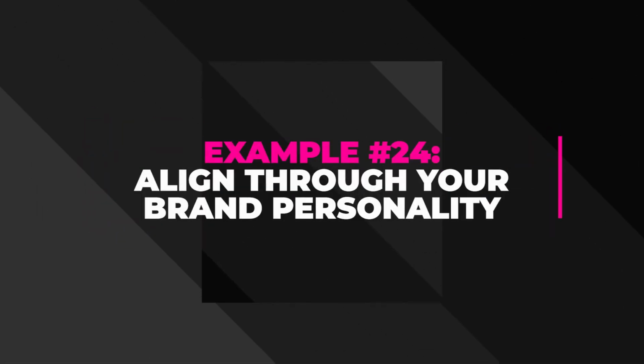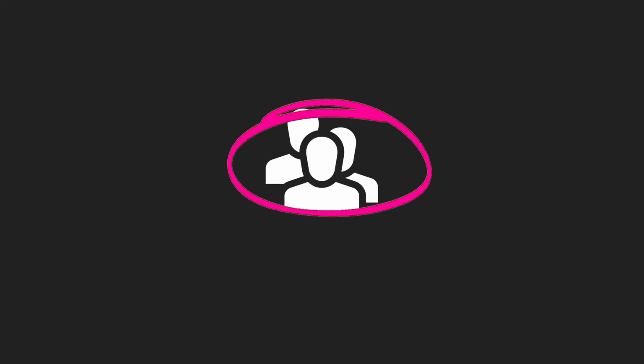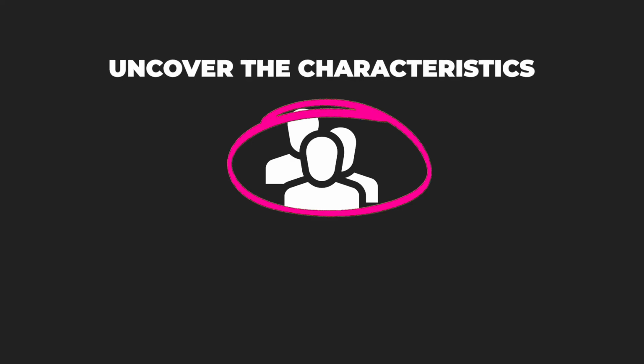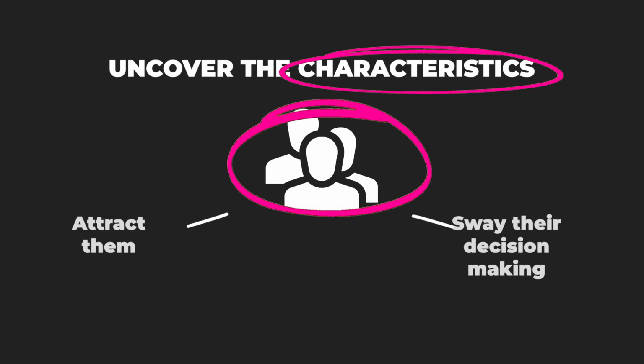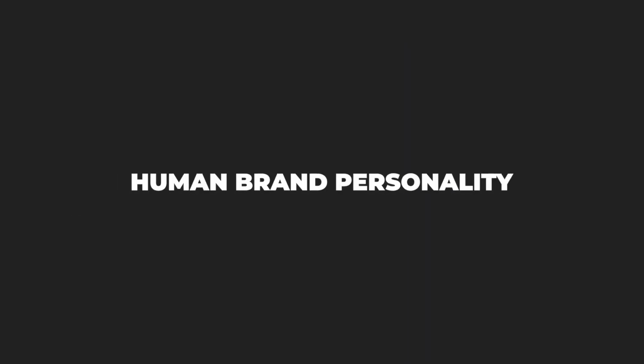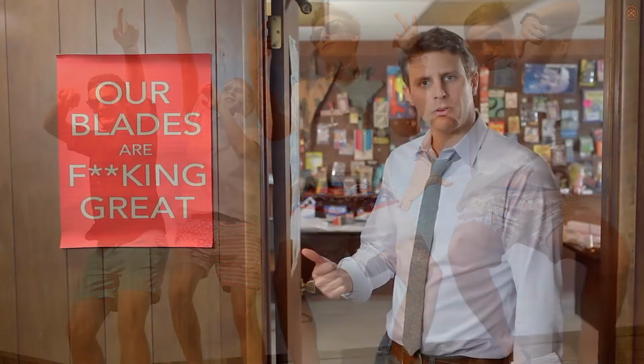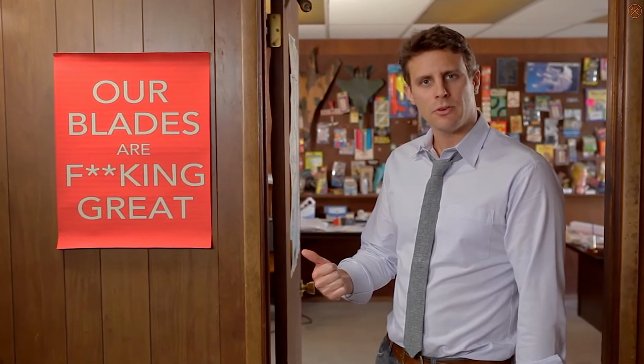Number 24, align through your brand personality. By having an intimate understanding of who your audience is, you can uncover the characteristics that are most likely to attract and sway their decision-making. Using characteristics as a foundation, you can develop a human brand personality that can speak to your audience on a human level and resonate with them through emotions. Chubby Shorts and the Dollar Shave Club are two excellent examples of this strategy.